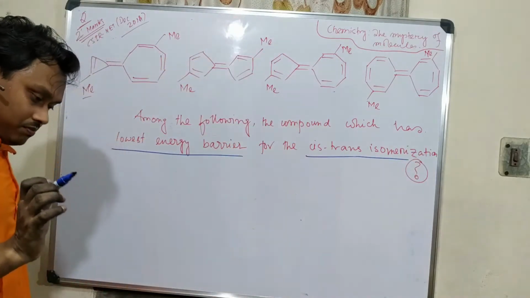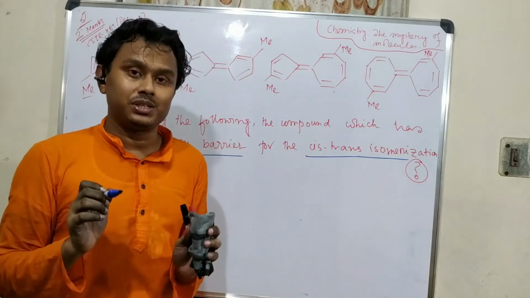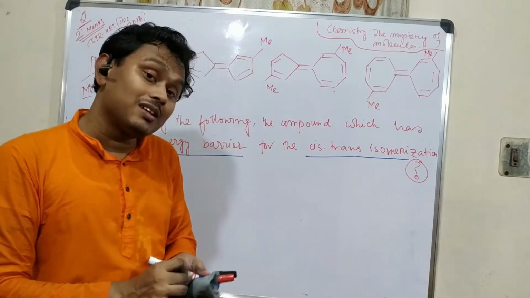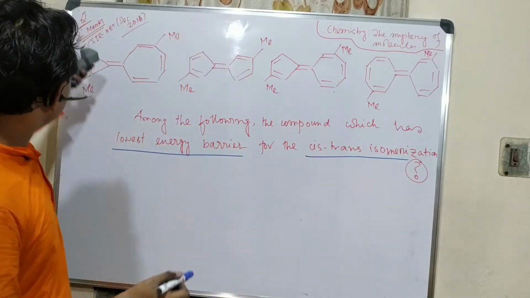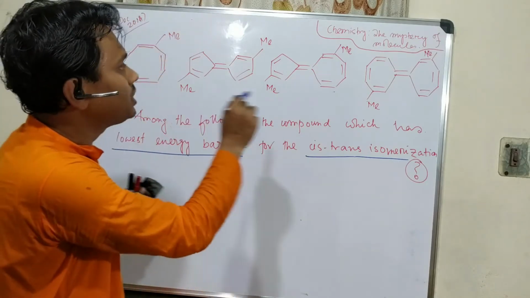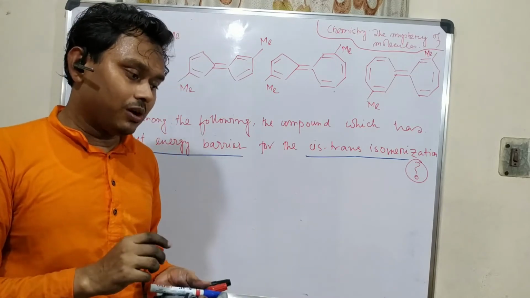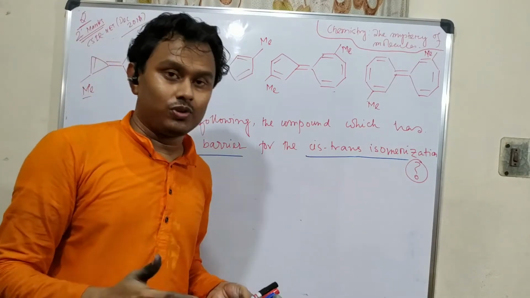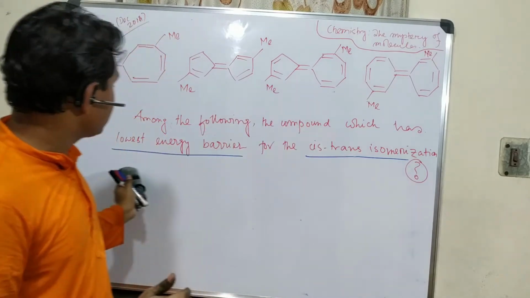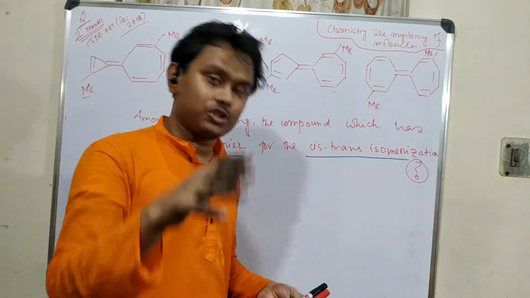I always tell you to try to realize what is actually being asked in the question. Maybe what is written is a mask, and the actual answer is hidden here. It's a 2 marks question, but if you don't find the trick, it will look like a big question, and you must be careful about spending more time on a 2 marks question, because if you can't attempt the 4 mark question properly, that is not profitable for you. Among the following, the compound which has the lowest energy barrier for cis-trans isomerization. Now you have to know what they are actually asking.